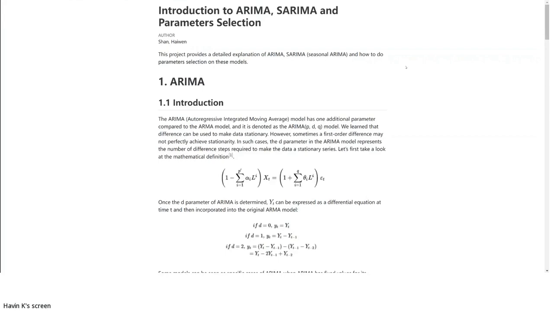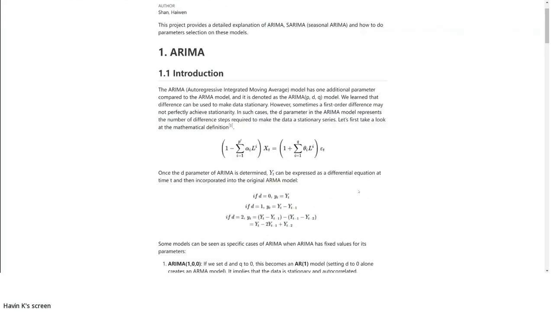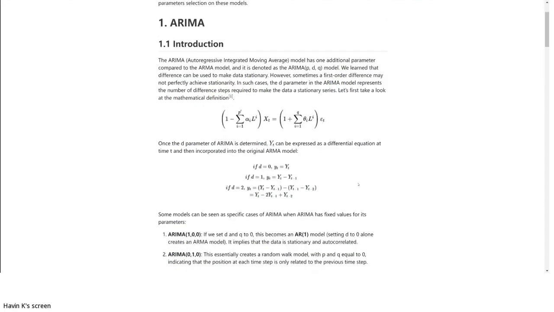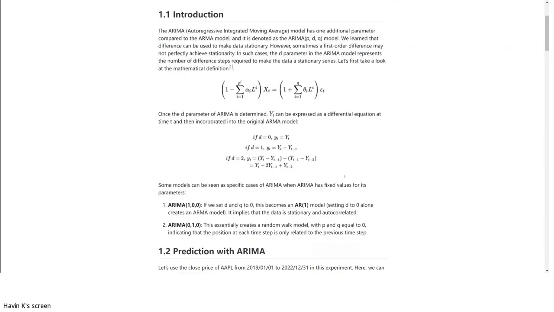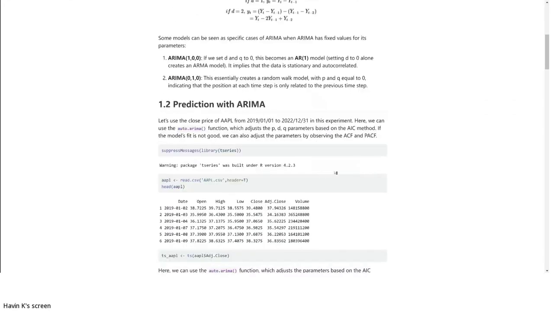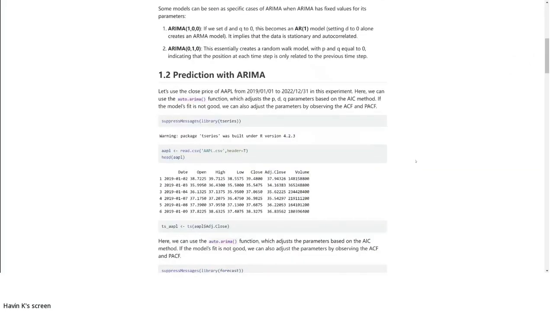Let's first take a look at the mathematical definition. Once the d parameter of the model is determined, y_t can be expressed as a differenced series at time t and then incorporated into the original model. And then let's use the closing price of Apple from 2019 to 2022 in this experiment.